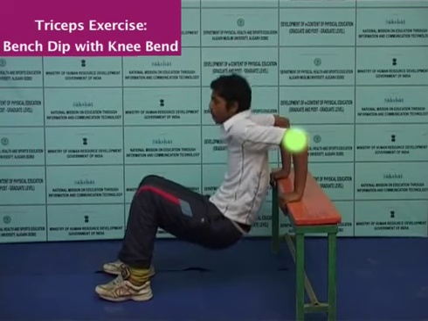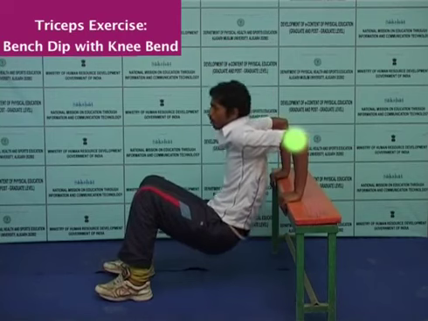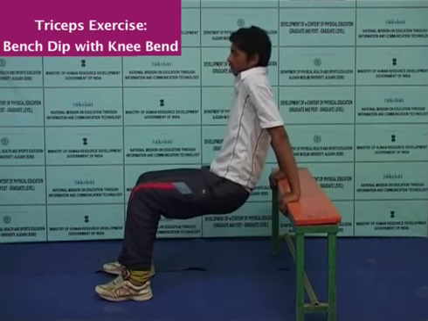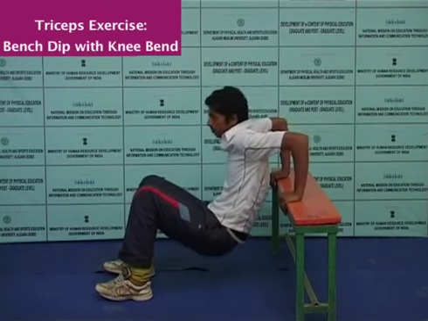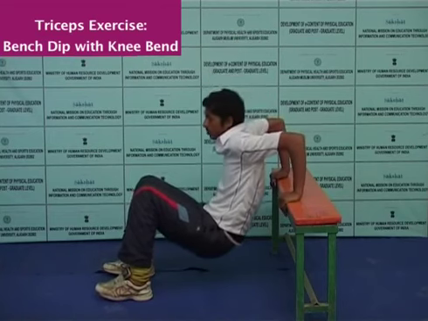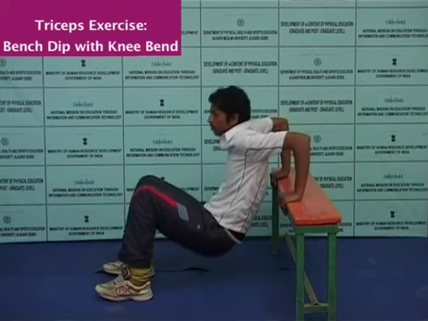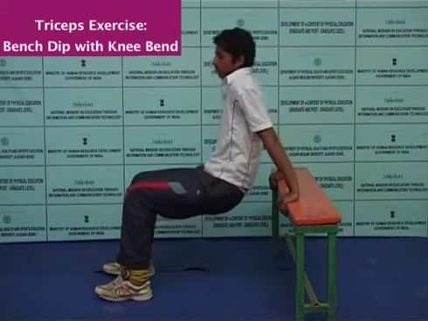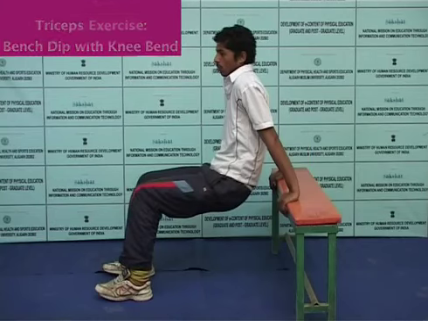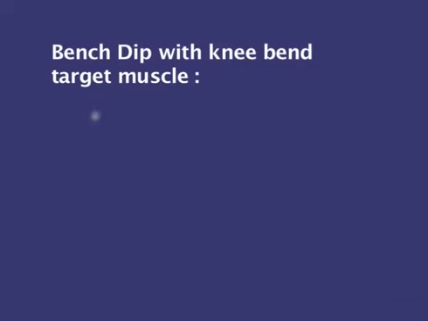We can make the exercise easier either by increasing the height of the bench or by placing the feet closer to the bench, allowing space for full range of motion. We can increase the resistance by placing the feet farther away from the bench or straightening the legs. Now, the target muscle for the bench dip is the triceps brachii.